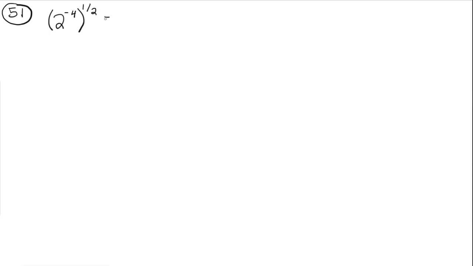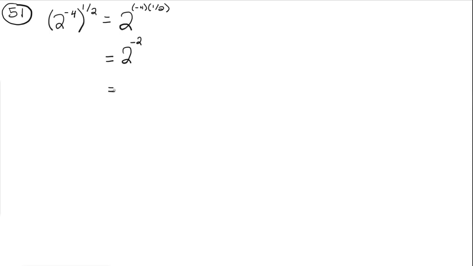Okay, so the first thing you want to do is use the power rule, which says that when you raise a power to a power, you multiply those exponents. So it's going to be 2 to the negative 4 times 1/2. Now, negative 4 times 1/2 is equal to negative 2. Okay. So then the negative exponent makes a reciprocal.